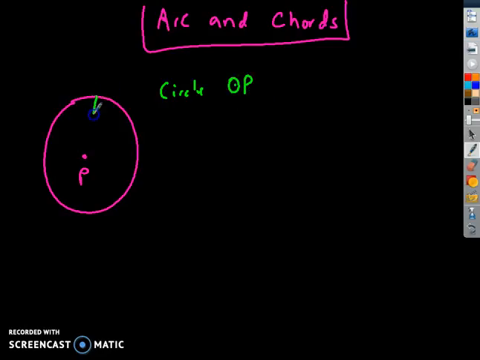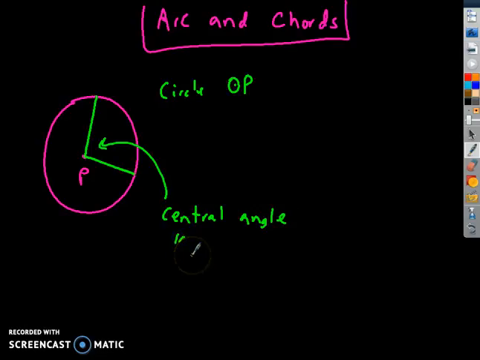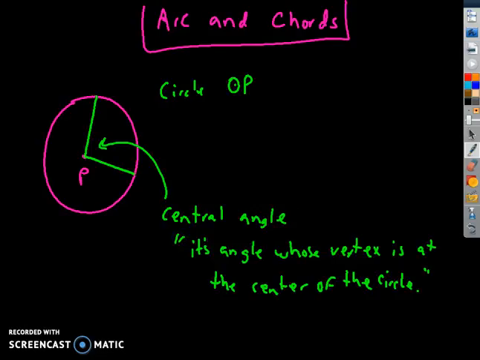Next thing is this. I drew a radius here and a radius there. This angle here is called a central angle. Why is it called a central angle? It's an angle at the center, as the angle's vertex is at the center of the circle. If my angle's vertex lies right there on the center, which is P, we call that a central angle. I usually use a curve to represent the angle. Anyway, that's a central angle.